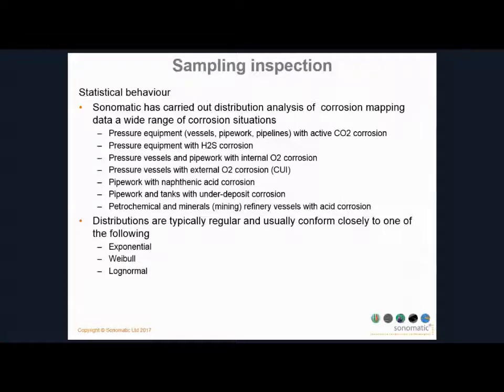So looking at things like pressure equipment with active CO2 corrosion, with active H2S corrosion, internal oxygen corrosion, external oxygen corrosion, so things like CUI, also pipe work with naphthenic acid corrosion in a refinery environment, under deposit corrosion, and across a wide range of petrochemical and minerals refinery vessels with acid corrosion. What we found is that distributions are typically regular and usually conform closely to one of a limited number of distributions, including exponential, Weibull, and log normal.